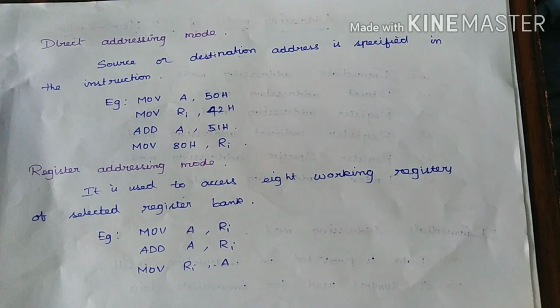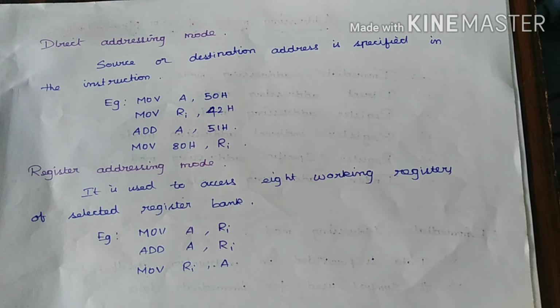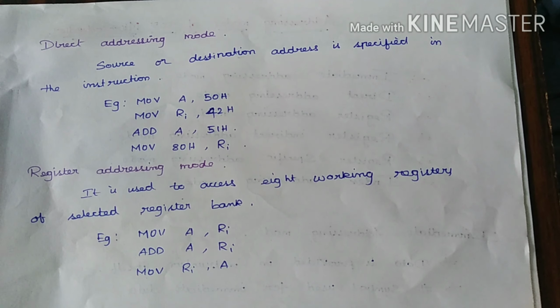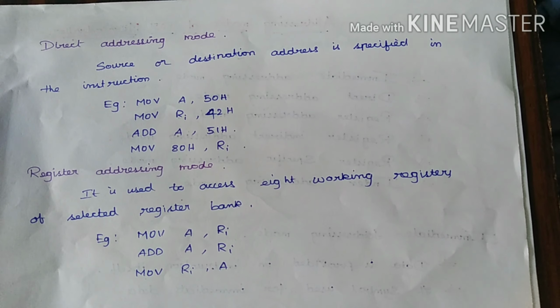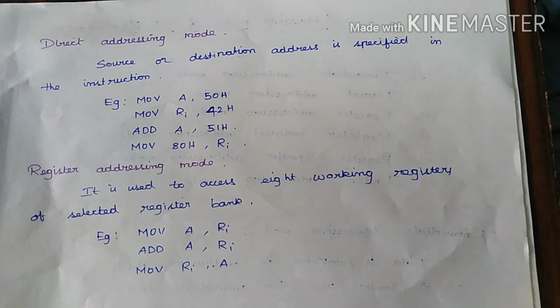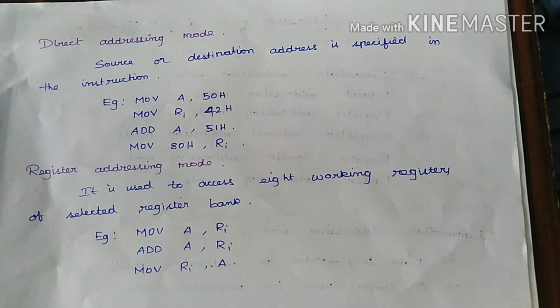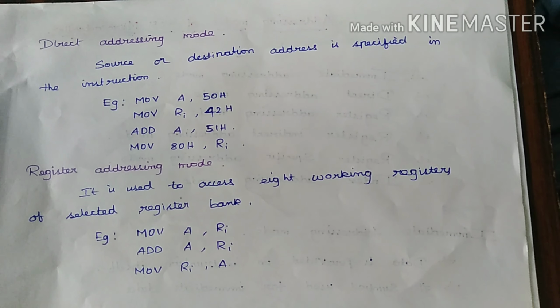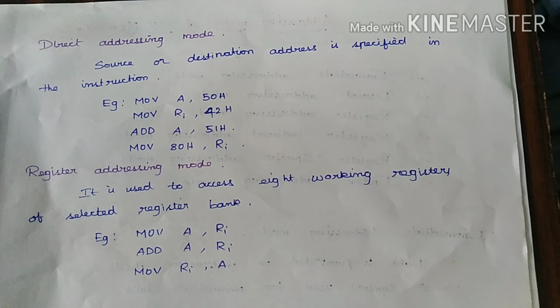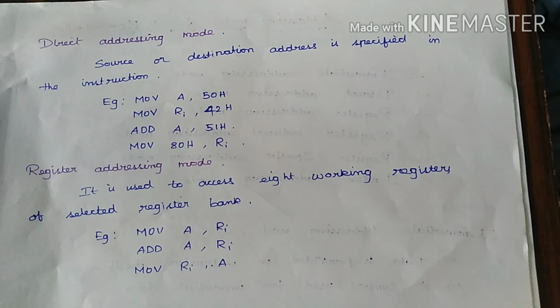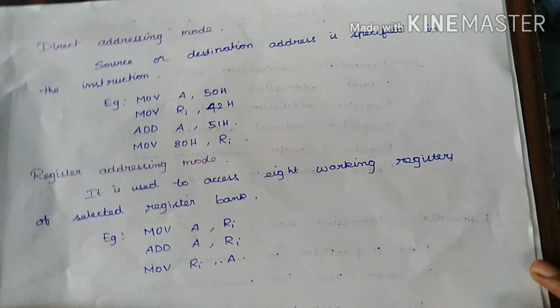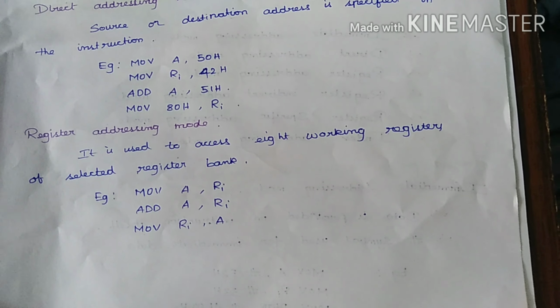And the next instruction is ADD A, 51H. Now here the data in the accumulator will be added with the data of the address 51H, and the result will be stored in the accumulator. And the next instruction is MOV 80H, Ri. Here we are using the address as the destination, that is, the data in the register will be copied to this address.